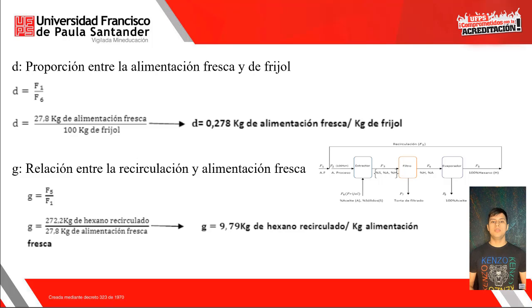Then we find the relation between recirculation and fresh feed. R equals F5 over F1. We replace the data and solve it to get a result. R equals 9.79 kilograms of hexane recirculated over kilograms of fresh feed.